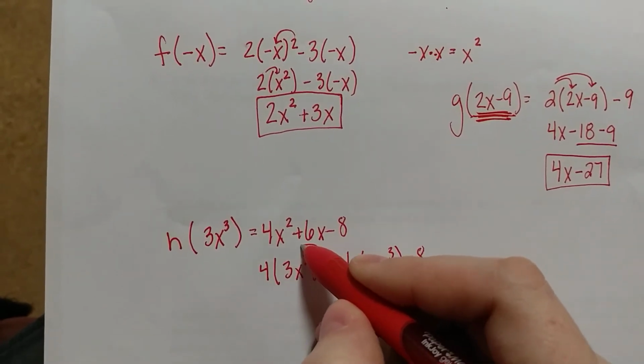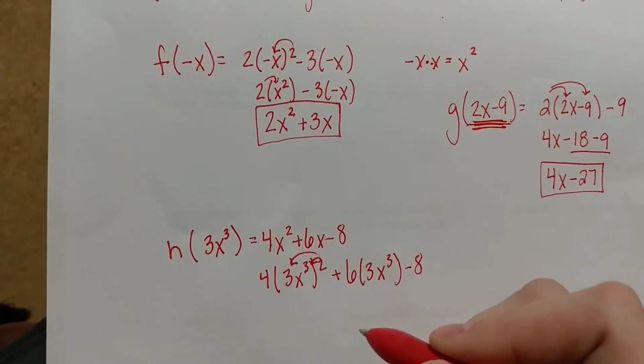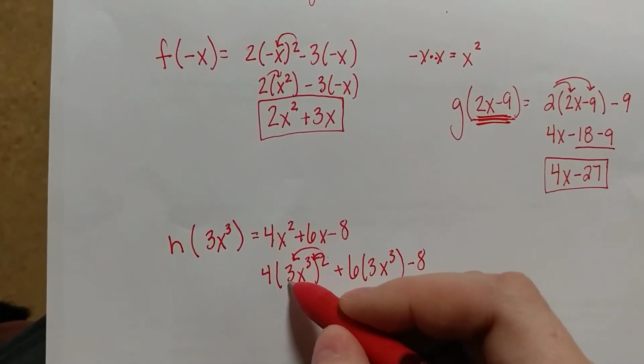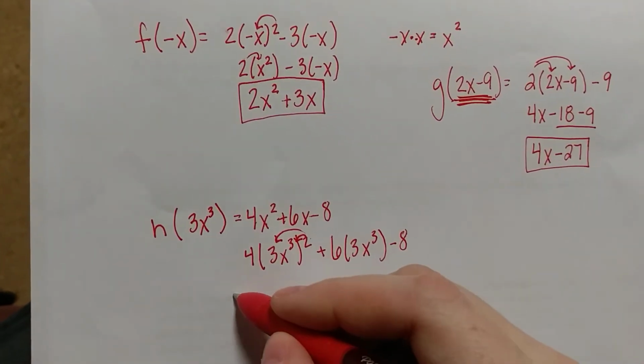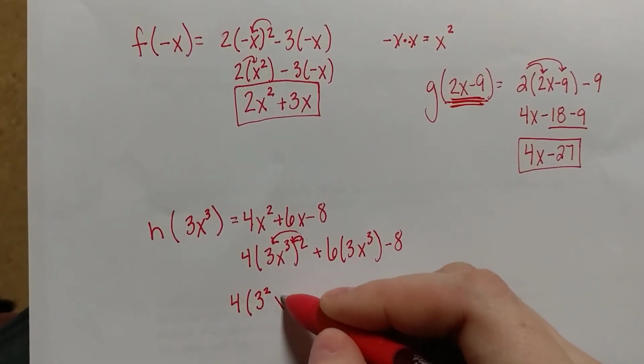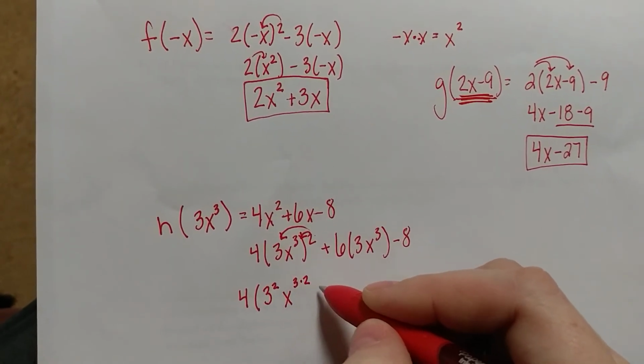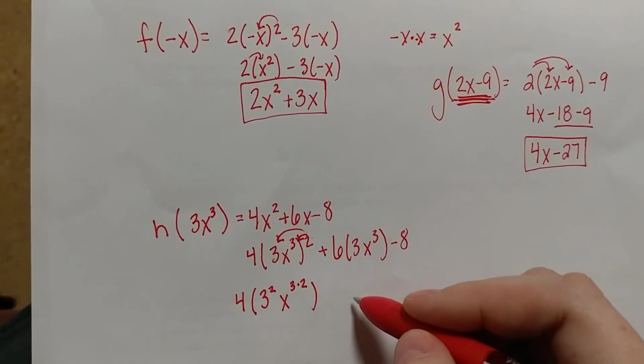Now what that means is this 2 gets distributed to both terms inside of there. 3 is a term, x cubed is a term. So that means the 3 gets a squared, and the x cubed, which already has a 3 there, also gets a squared. They both get it.